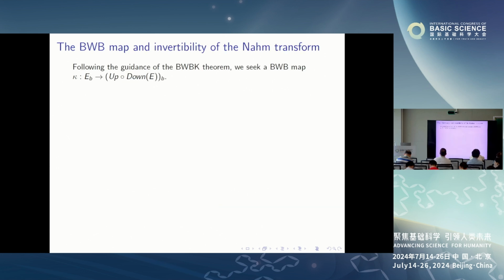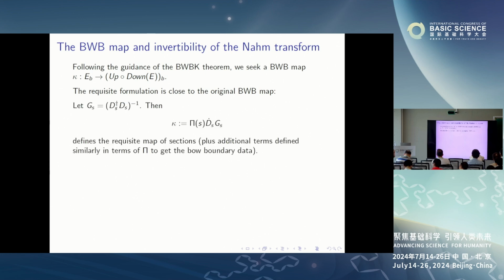So now we need the analog of the Borel-Weil-Bott map that we started with. Following Bourguignon-Lawson-Simons, we want to map kappa, which shows that the bundle we started with is equivalent to doing the Nahm transform twice. This formulation is really close to the original map, except there's a little bit of a change of variables factor here.